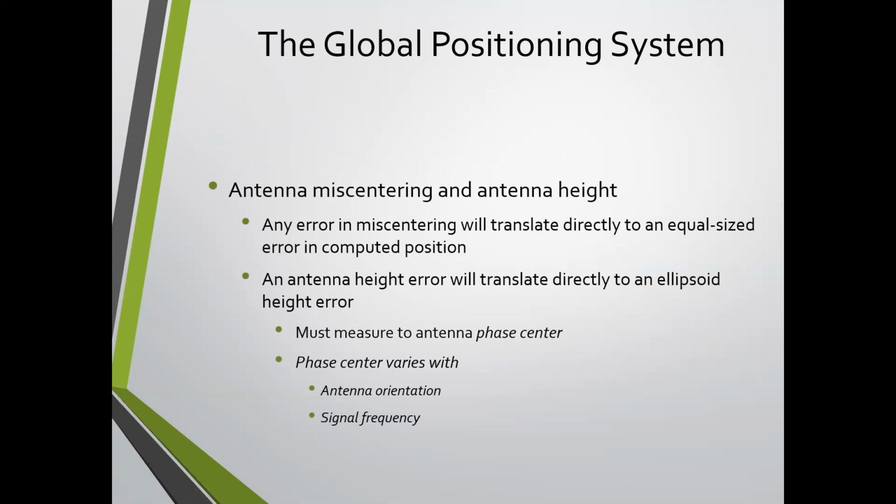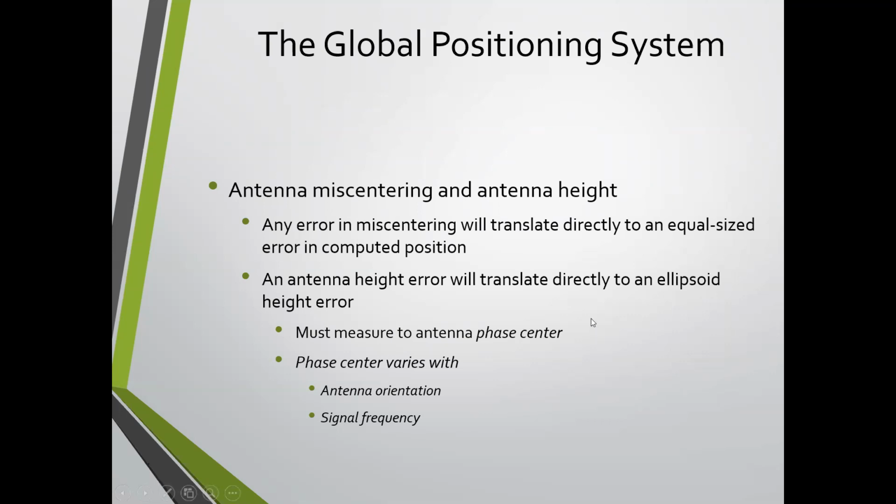So, antenna miscentering and antenna height. Any type of antenna error, either vertical height or miscentering horizontally, is going to translate directly into an equal-sized error in your position. So this antenna height error was really critical, because it absolutely just screwed up your ellipsoid height. Like I said, I set these up years ago, so a lot of this doesn't even matter anymore, because the antennas are usually matched already to the system. You guys don't even have to worry about this.